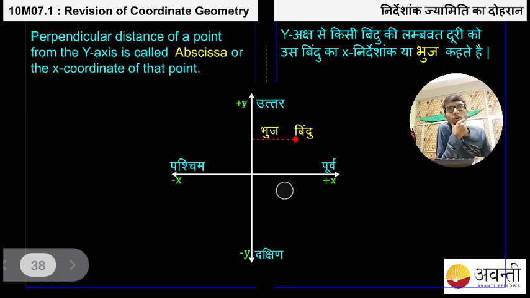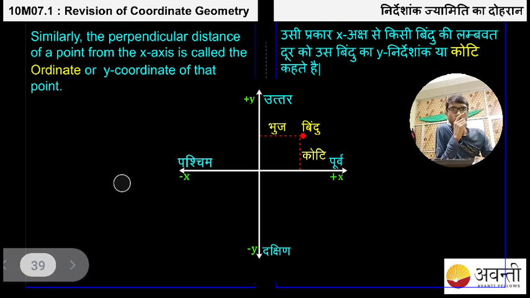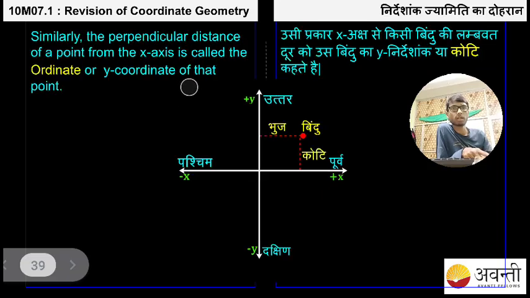Perpendicular distance of a point from the y-axis is called abscissa, or the x coordinate of that point. This is the x axis. The perpendicular distance from the x-axis is called the ordinate or y coordinate of that point.